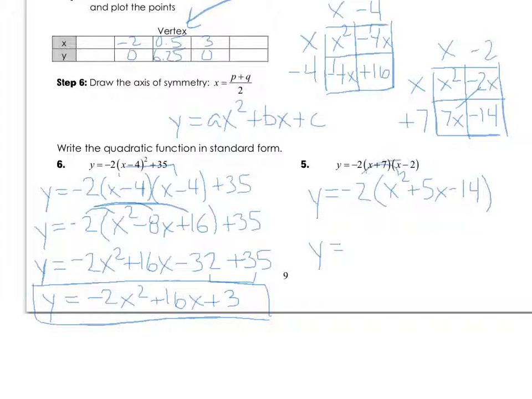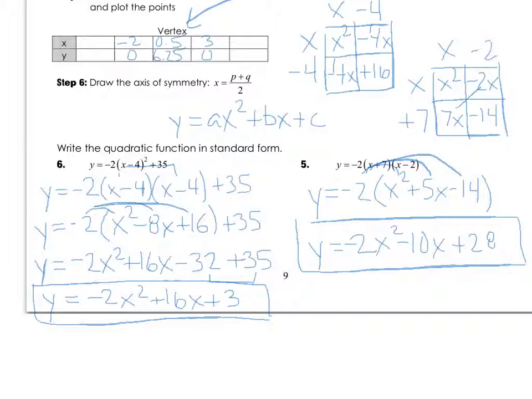Lastly, let's do our distributing. We get -2x squared minus 10x plus 28. And what we did was turn that intercept form into standard form.